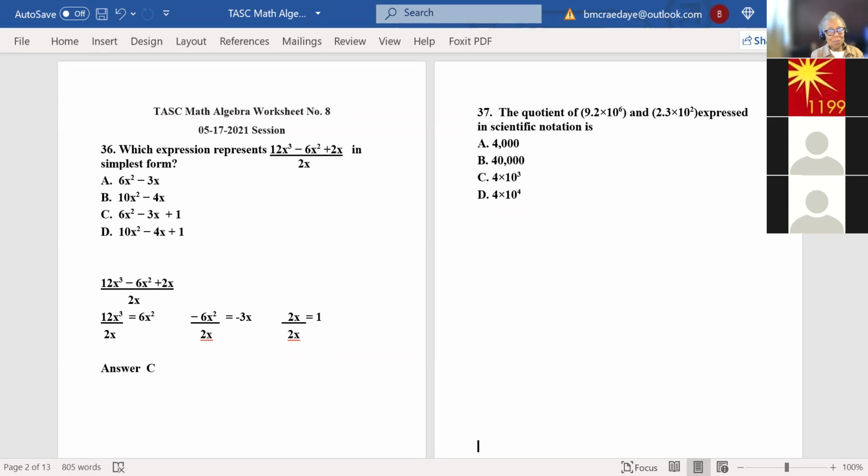Okay. You have 9.2 times 10 to the sixth, and it says the quotient. Quotient means what operation, Vanessa? Multiply? No, that's product. To divide. That's right, divide. Quotient is the result of a division. So what you'll have is this divided by the 2.3 times 10 to the second. And tell me what the quotient is.